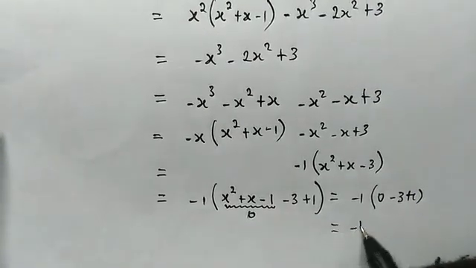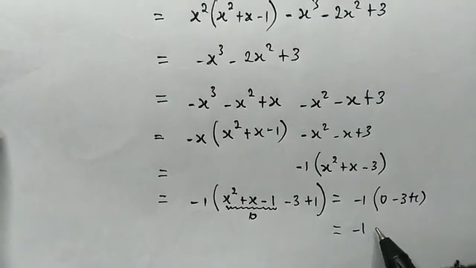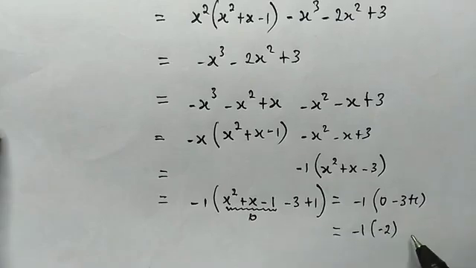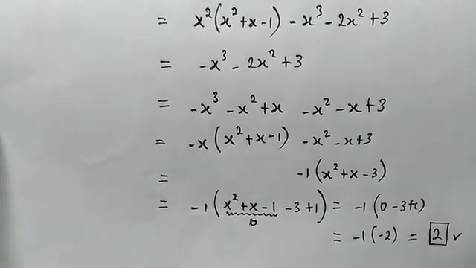So this is equal to -1 minus 0 minus 3 is -3. -3 plus 1 is -2. So -1 times -2, which is equal to 2. And this is the right answer once again.